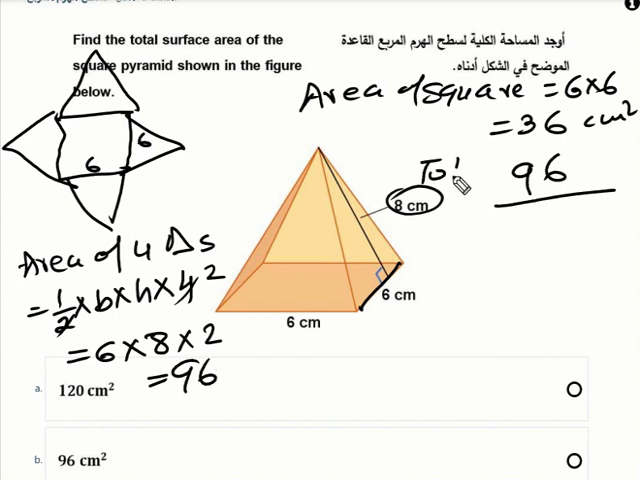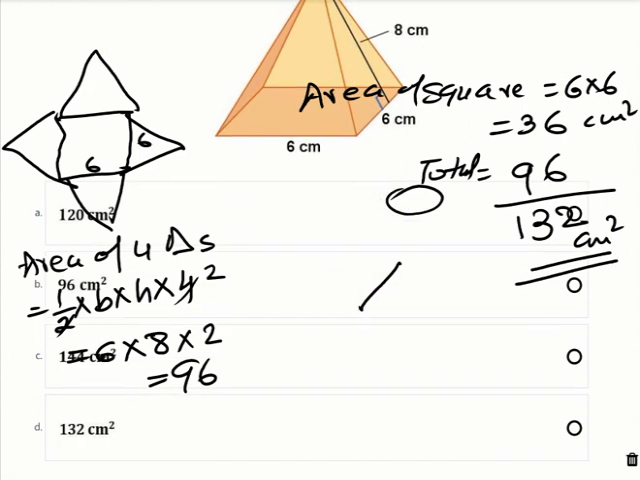So this will be the total area. Total area will be 96 plus 36, which is 132 centimeter square. Do we have any such option? Yes, the last one. Okay, so this will be the answer.